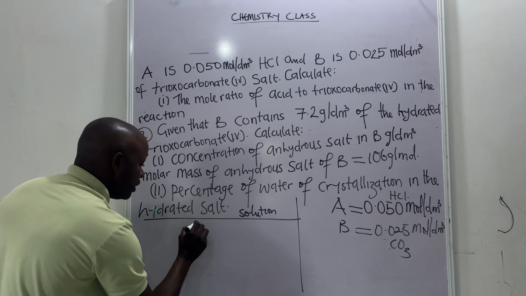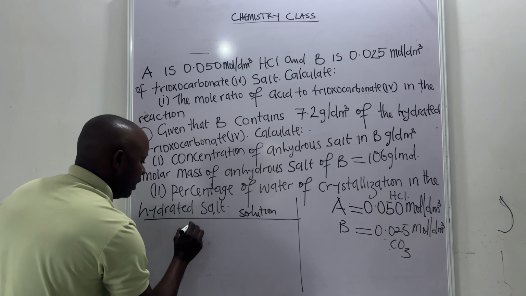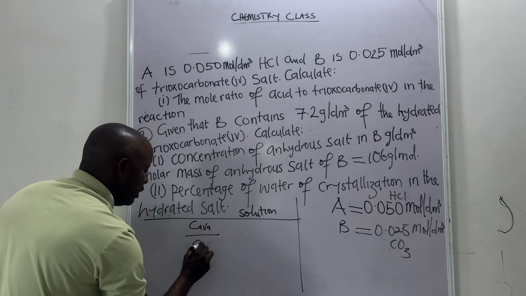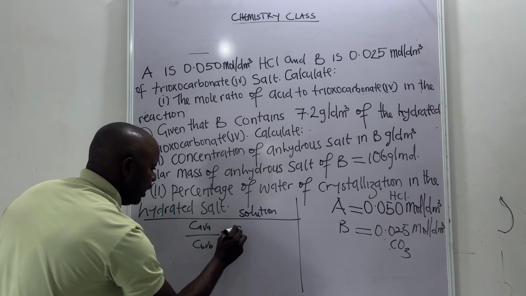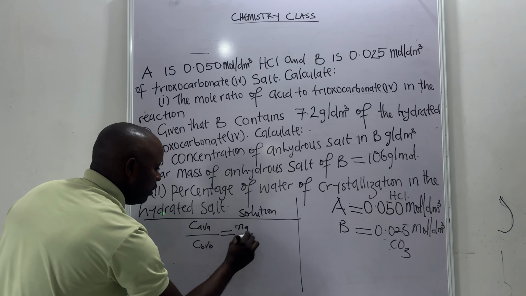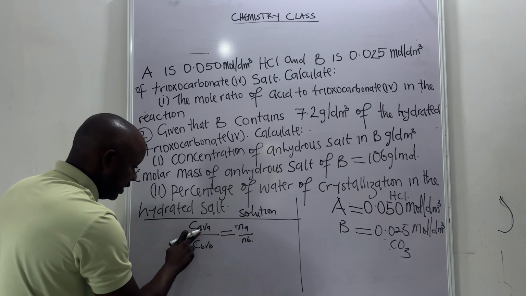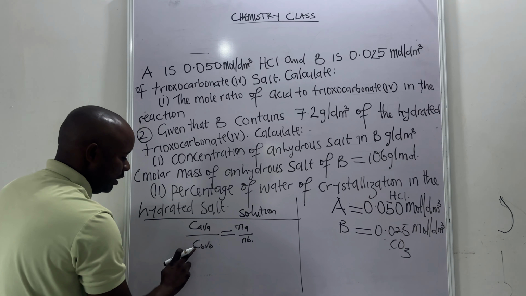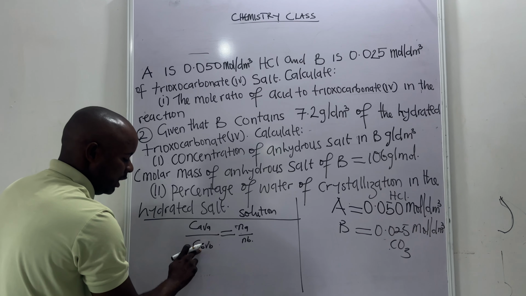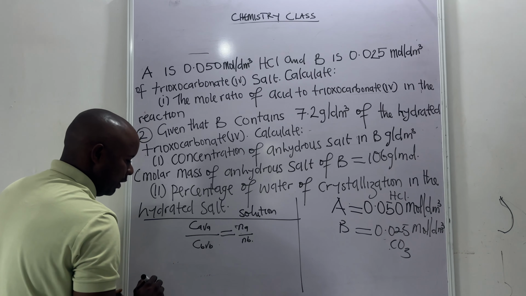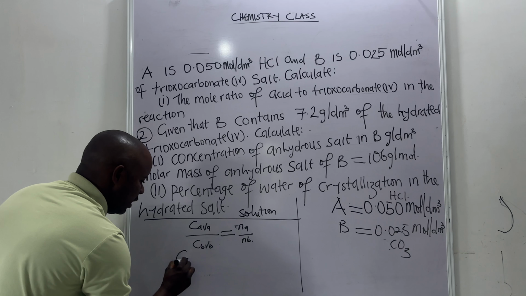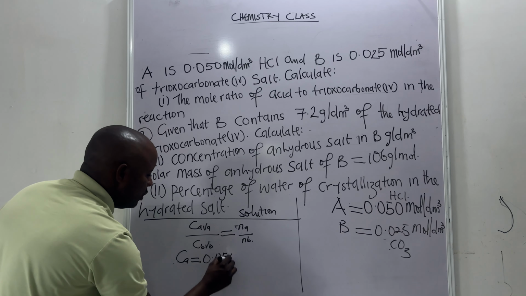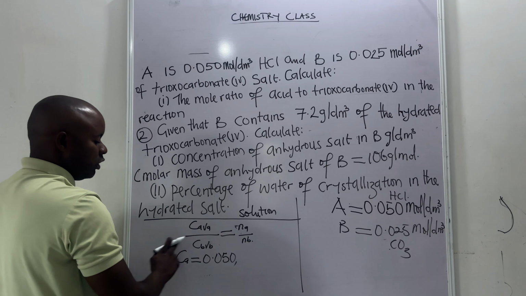So we can use, since the concentration is given to us, CaVa over CbVb equals Na over Nb. So the Ca is the concentration of the acid, Va the volume of the acid, Cb the concentration of the base, Vb is the volume of the base. So here now, let's take Ca that is given to us to be 0.050, which is the concentration of the acid.